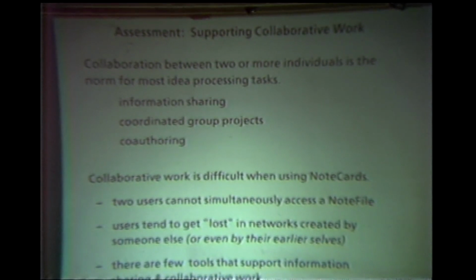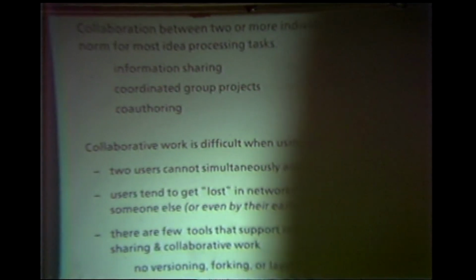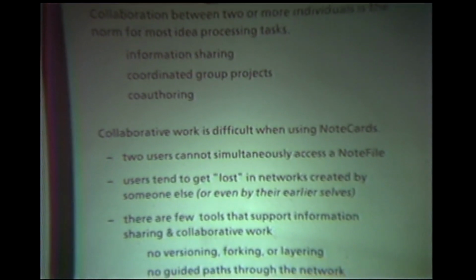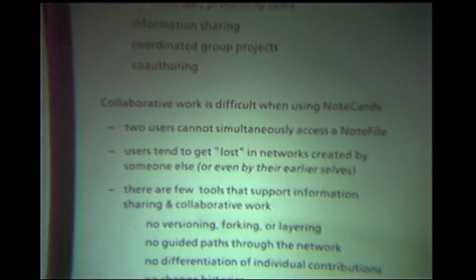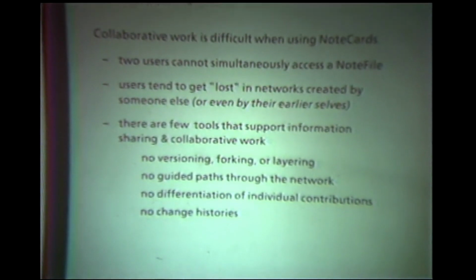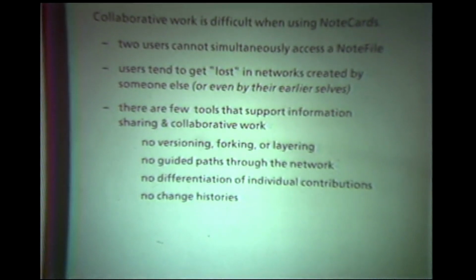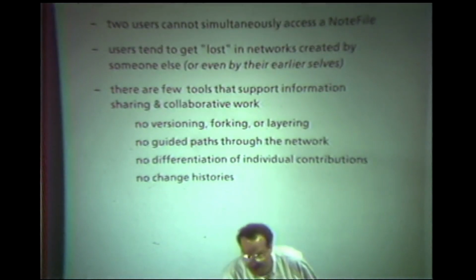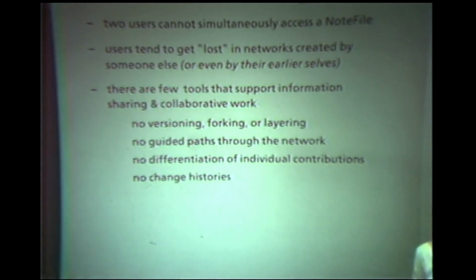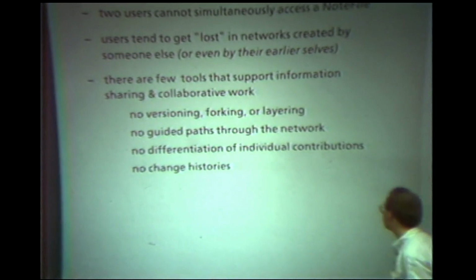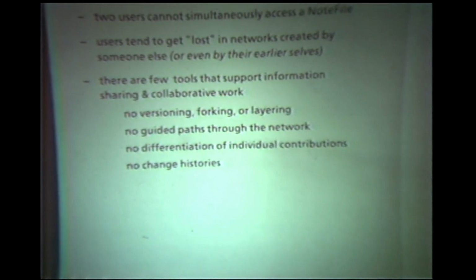Well, Notecards is terrible at doing this. First of all, two users can't simultaneously access a note file, so you have to do draft passing of large note files. Users tend to get lost in networks created by someone else. So someone creates a giant network and hands it off to their co-author, and they say, what is this? In fact, that's very common where you consider your earlier self your collaborator. You go back into a note file you created 6 months ago, and what does a contradiction link mean after all? And there are very few tools in Notecards to make sharing or collaborative work easy.